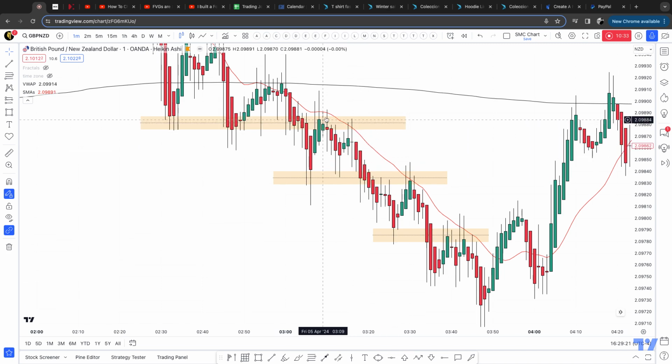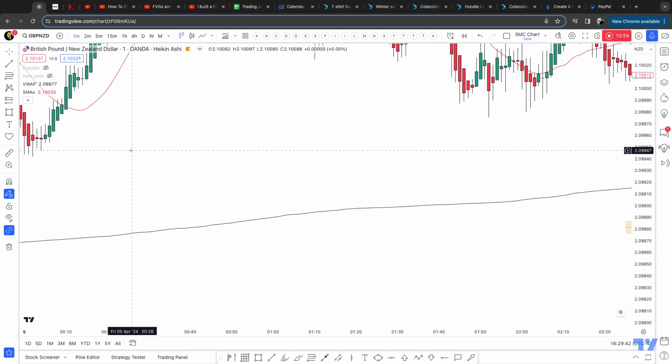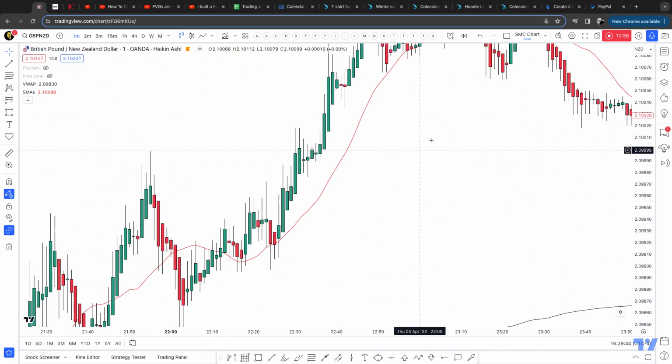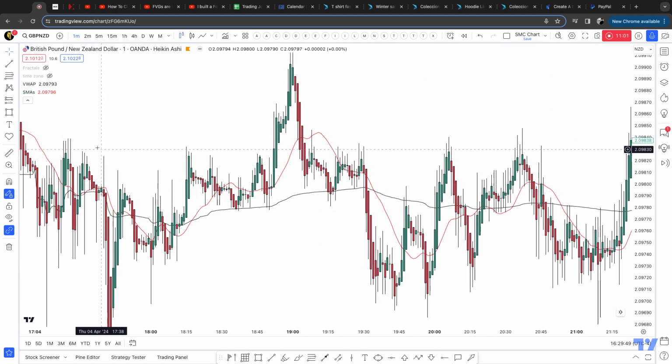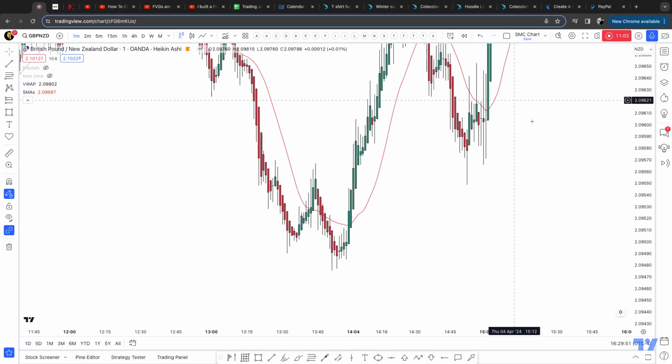But right here, you see the price tap into this one. You're not seeing any strong candles with no wicks at the top. This basically means whenever you see a Heikin-Ashi candle having no wicks at the top, if you're bearish, that's a strong sign of movement to the downside. And vice versa, if you see them on the opposite side, that's a strong bullish sign.